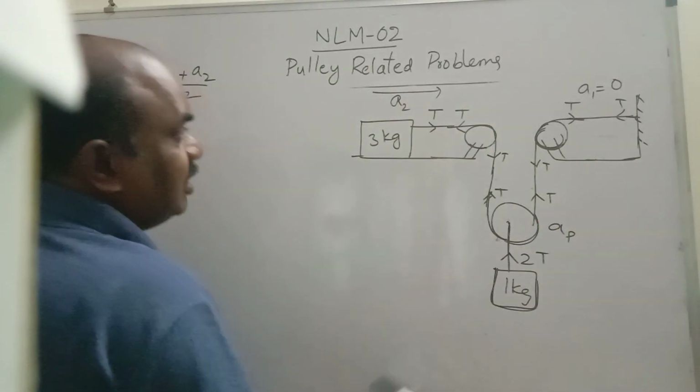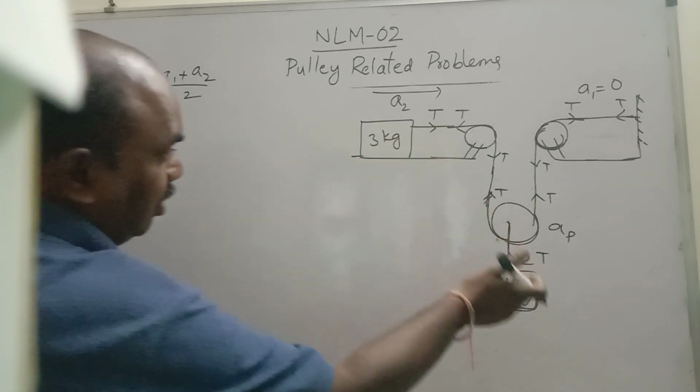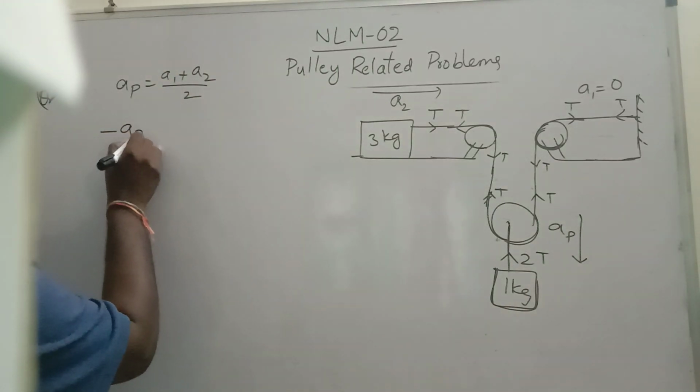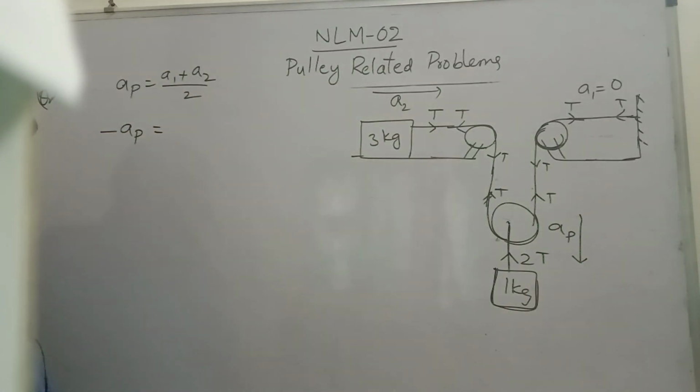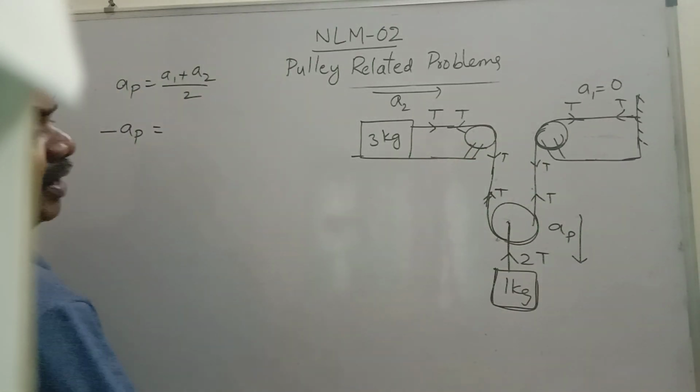So this string is also coming down. That means this body is also coming down. So the acceleration of the pulley is downwards. Downwards means which sign do we have to take? Minus. AP is equal to... Understand, children? If a body comes down, negative sign. If a body goes up, acceleration will be positive.